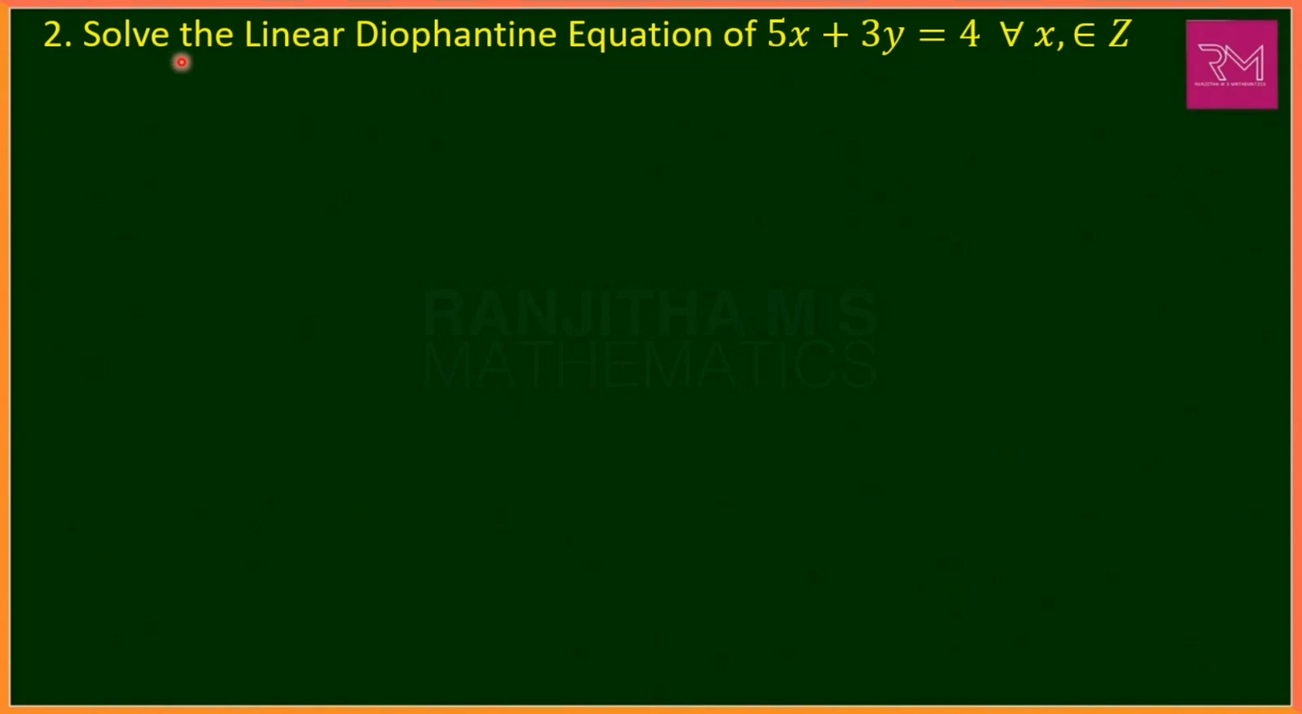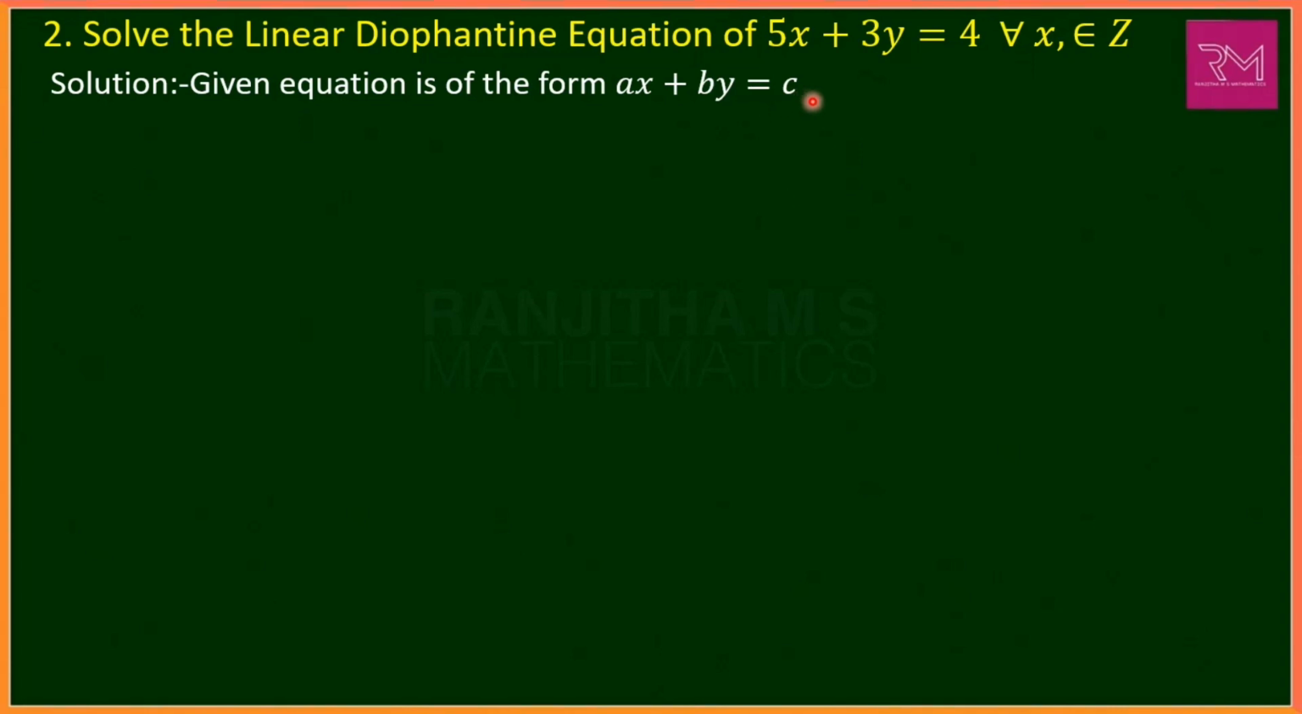Here is the next problem. Solve the linear Diophantine equation 5x plus 3y equals 4 for all x, y belonging to the integers Z. Here the given equation is of the form Ax plus By equals C, therefore this is a linear Diophantine equation. Here A is 5, B is 3, and C is 4.